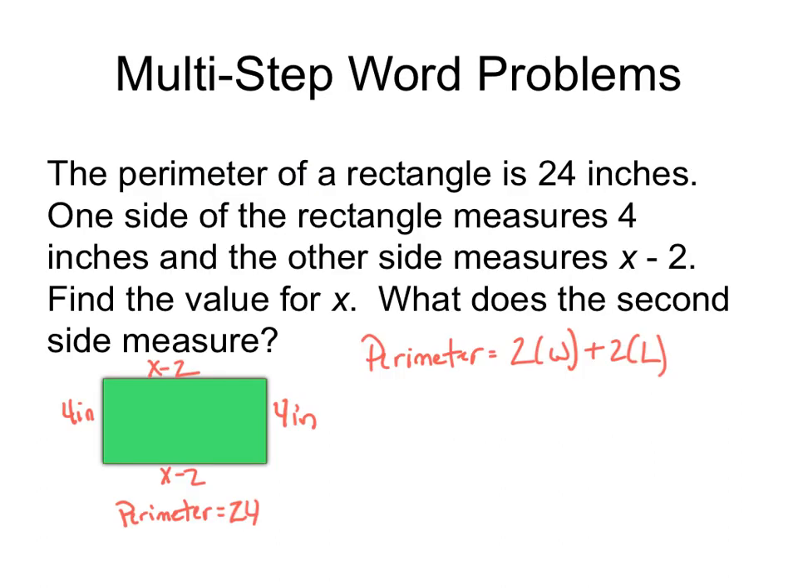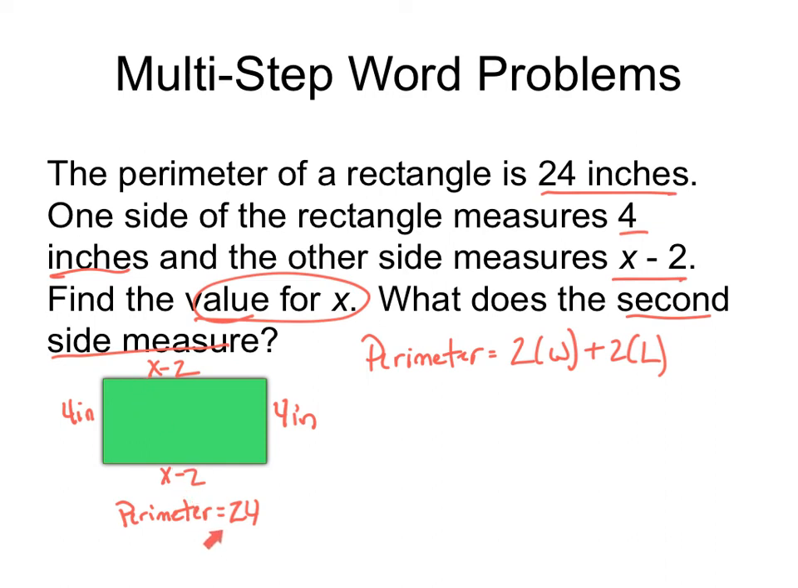All right, let's look at a word problem. The perimeter of a rectangle is 24 inches. One side of the rectangle measures 4 inches, and the other side measures x minus 2. Find the value for x, and then what does the second side measure? So we have our rectangle. One side is 4 inches, which means the other side is also 4 inches. And then we have one side that is x minus 2, and so is the other.